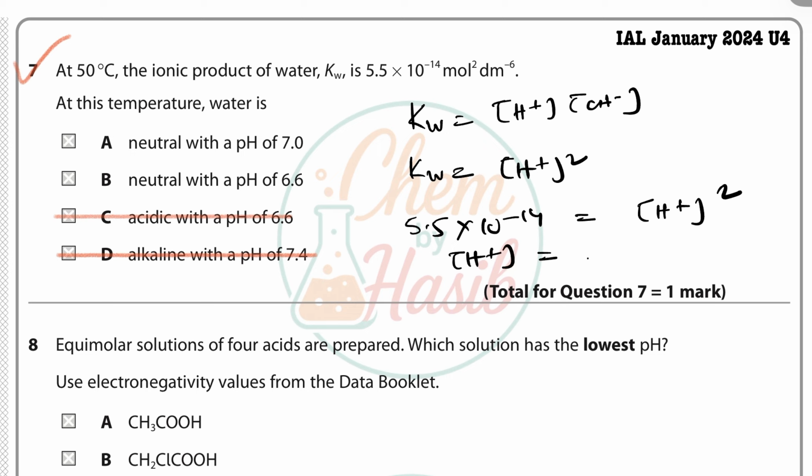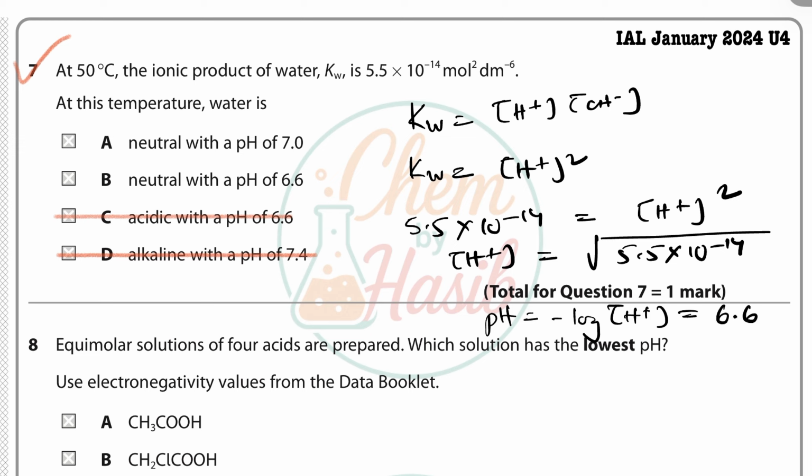From here, you find the concentration of H plus. And from the concentration of H plus, you can find the pH. So pH will be minus log of the H plus concentration. If you calculate this, it comes out to be 6.6. So the answer to question number 7 is B.